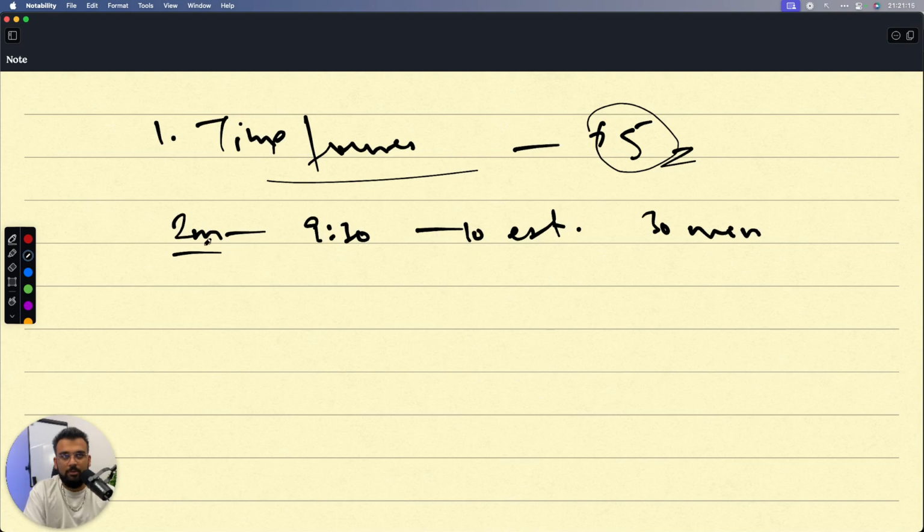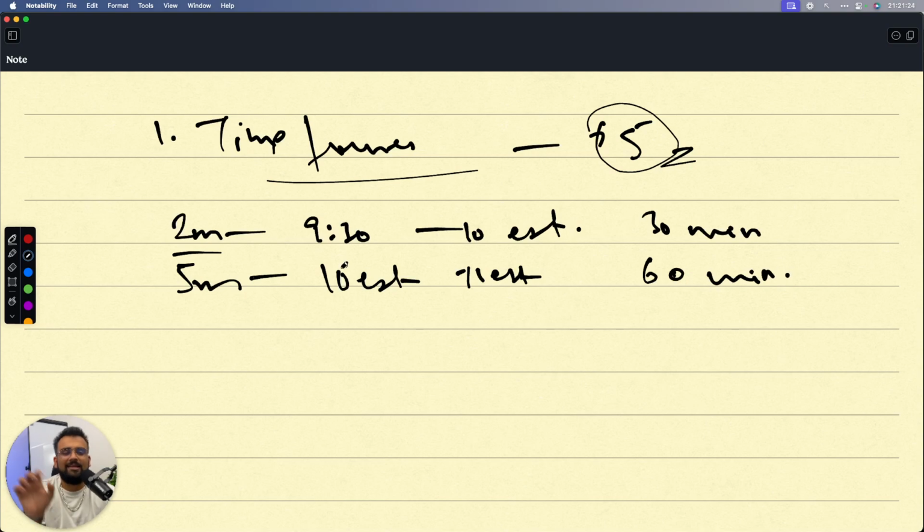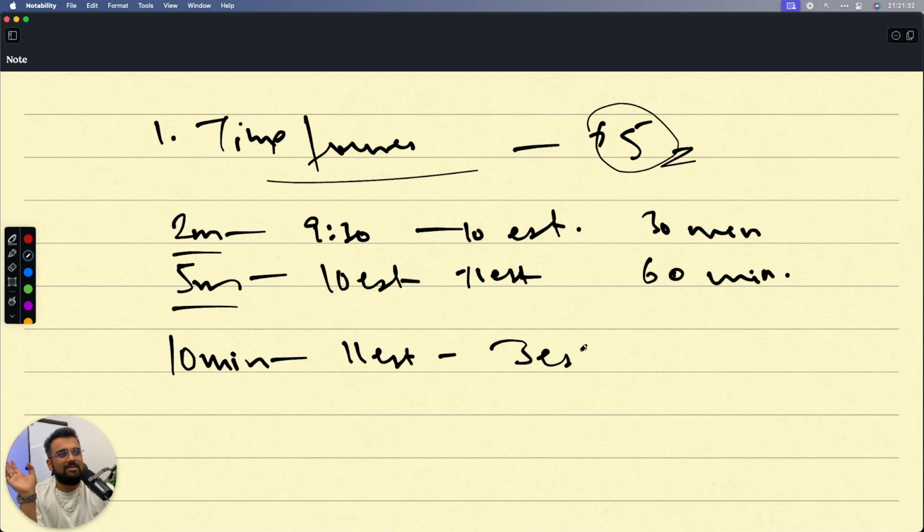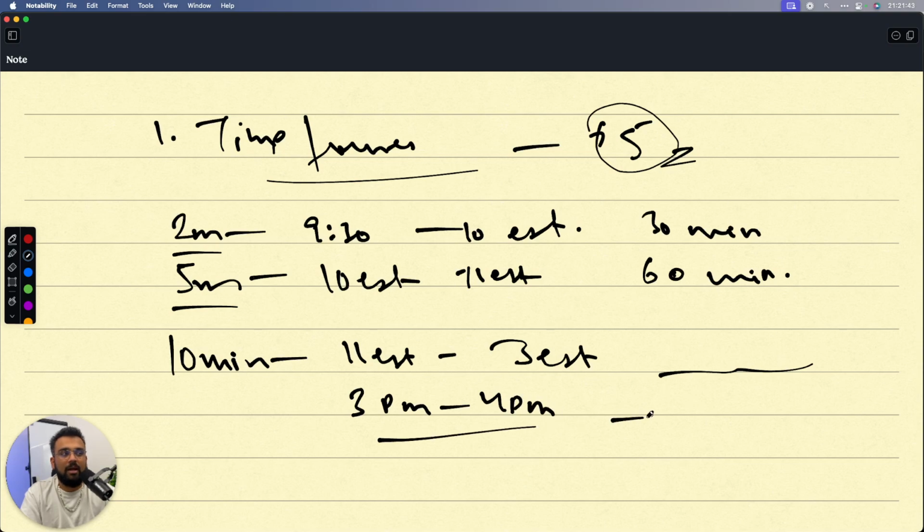I use the 2-minute chart first, and then I use the 5-minute chart from 10 Eastern time to 11 Eastern time, for like 60 minutes. That's plenty of 5-minute candles. Works beautifully for me. And then I use the 10-minute chart from 11 Eastern time to about 3 p.m. Eastern time. Now, I do not trade from 3 p.m. to 4 p.m., the last hour of the market being open.